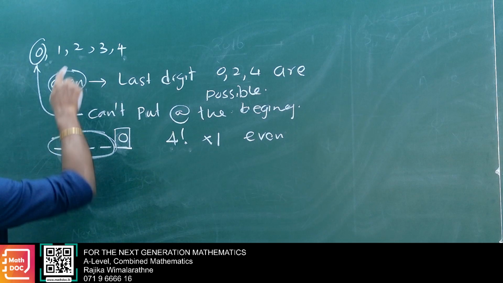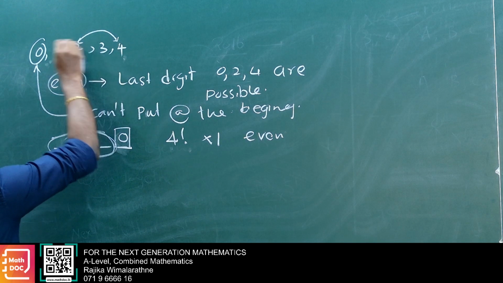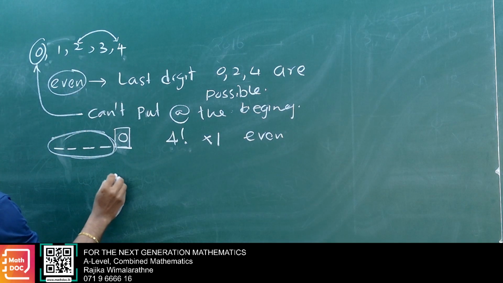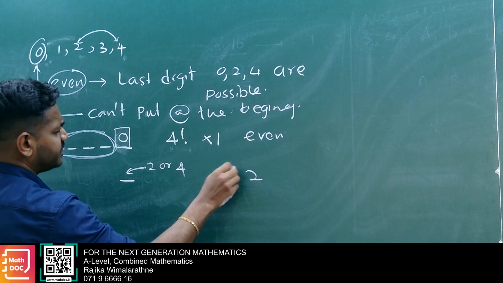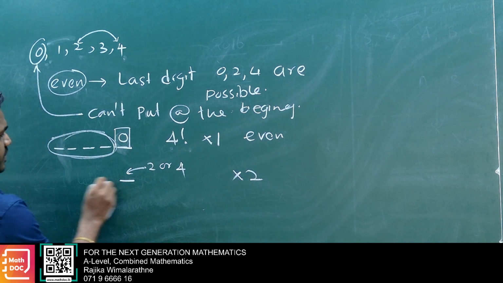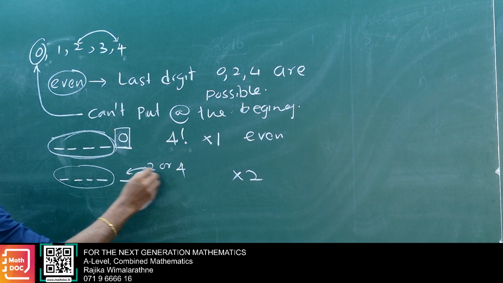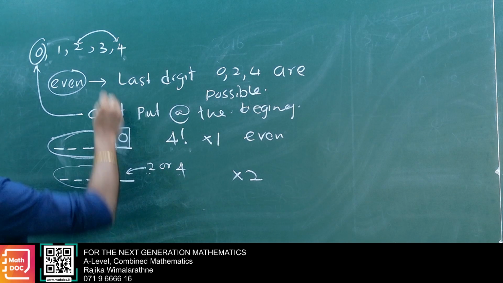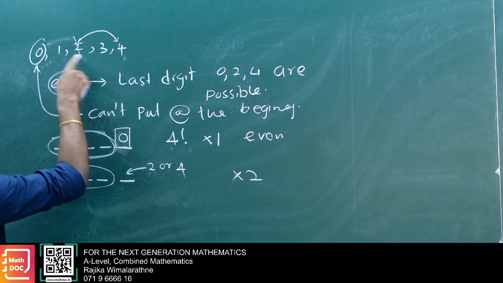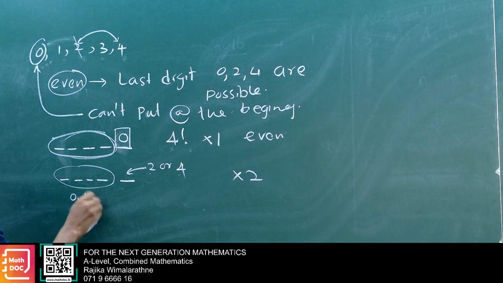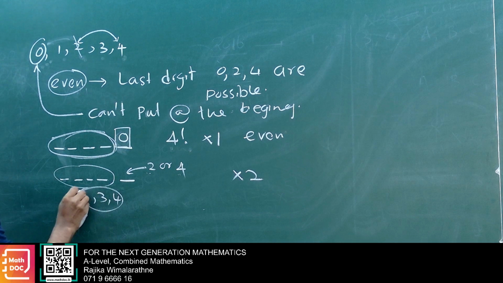Now you take the other 2. Sorry, 2 or 4. Here the last digit is 2 or 4. Here 2 possibilities. Then further we have 1, 2, 3, 4. Say you put 2 here, then remaining we have 0, 1, 3, 4. But we can't put 0 here, no? Then we have remaining 3.